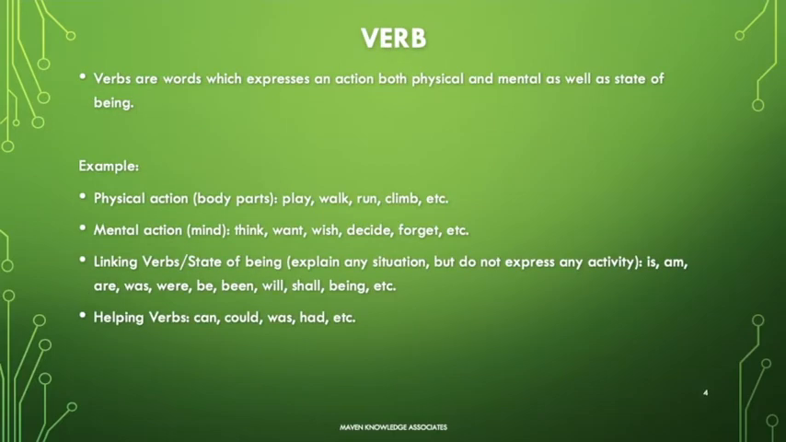What is a verb? Verbs are words which express an action that can be both physical as well as mental. There are physical actions which involve body parts, and mental actions which involve your brain, your mind. There are linking verbs which talk about a state of being, which does not express any activity. Then there are helping verbs like can, could, was, had, etc.